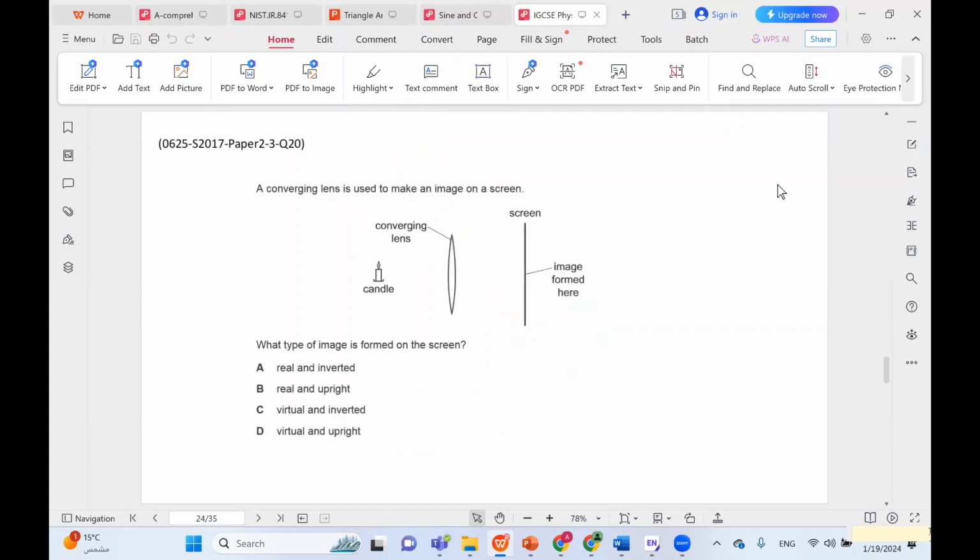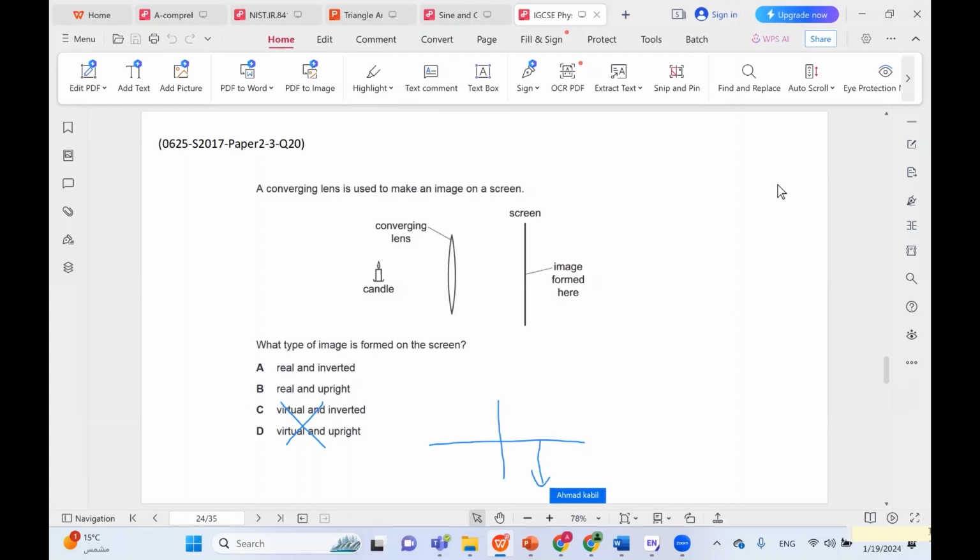A converging lens is used to make an image on a screen. What type of image is formed on the screen? So you should know that only real images can be formed on a screen. So it's definitely not virtual. And we said before that any real image is formed by inverted rays.